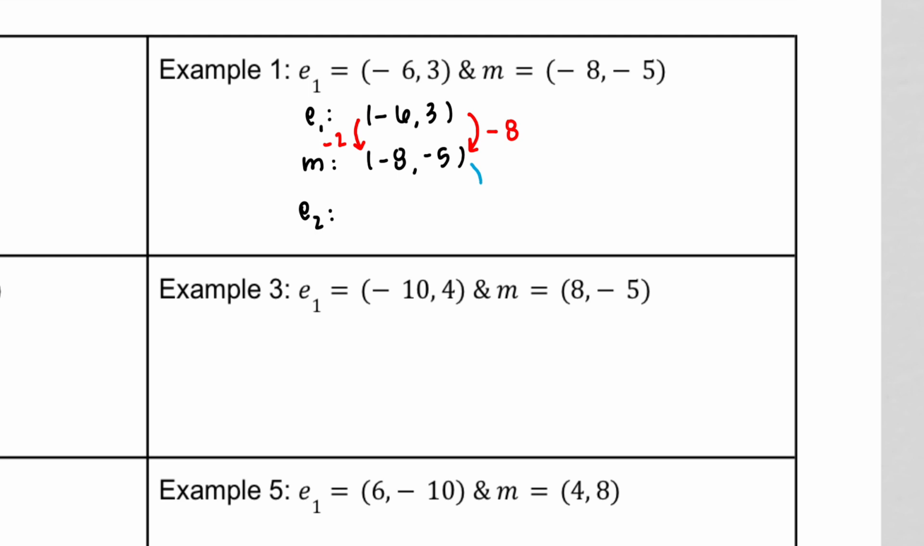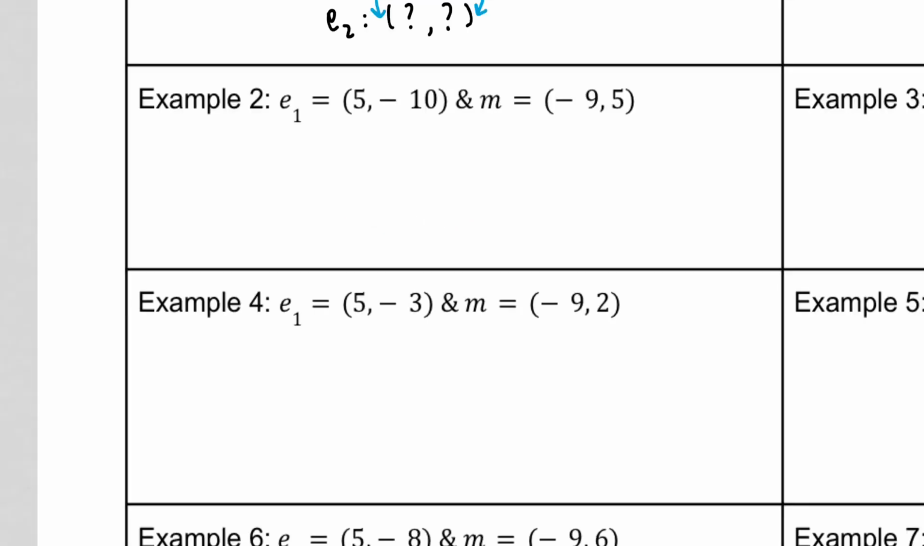Now to find that missing endpoint, we're going to repeat the same exact thing. So from -5, I'm going to subtract 8. And from -8, I'm going to subtract 2. So when I do -8 minus 2, that gives me -10. And when I do -5 minus 8, that gives me -13. And (-10, -13) is your missing endpoint.